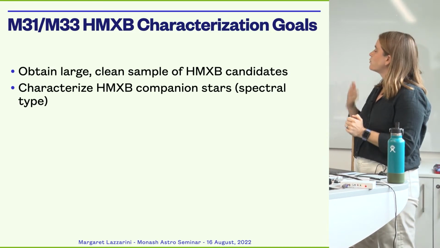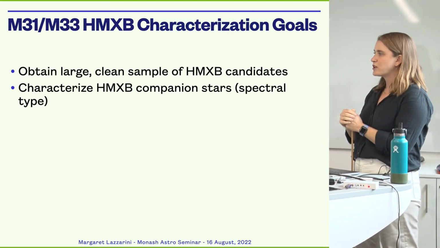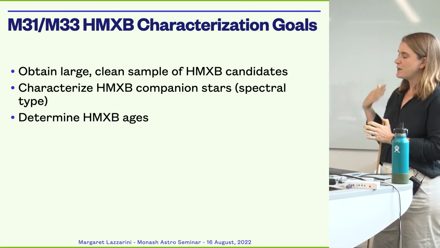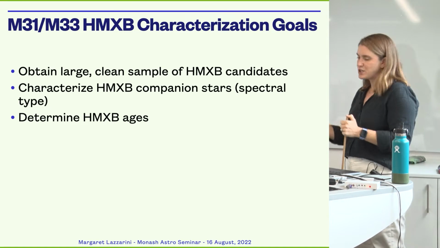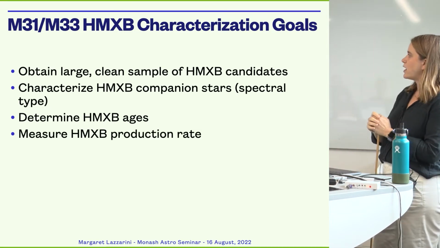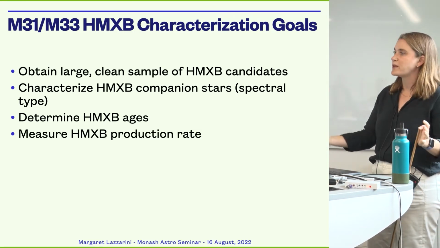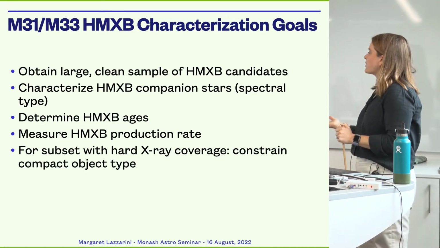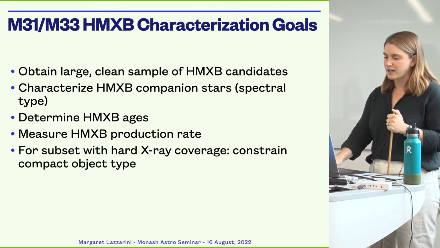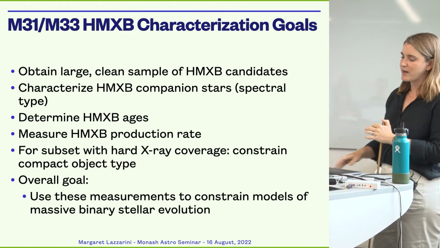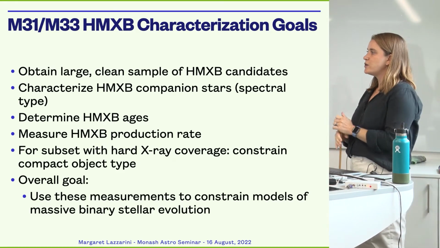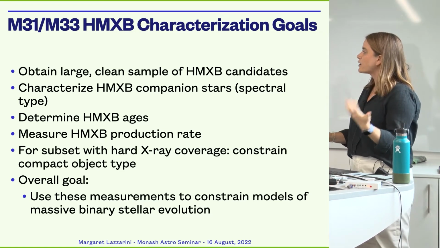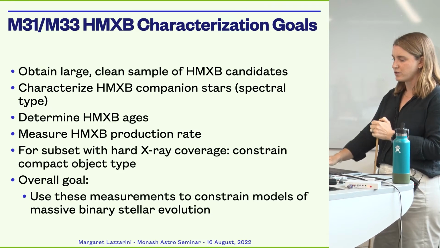By that, I mean that we're going to be inferring their spectral types, so physical properties like their masses. We're going to determine their ages using these star formation history maps, and then we're going to measure the production rate, which we can infer from the overall age distribution of the population. And then for the subset with hard X-ray coverage, we can constrain their compact object types, and tying it back to our overall goal, which is using these population demographics that we can measure to constrain our theoretical models of massive binary stellar evolution.